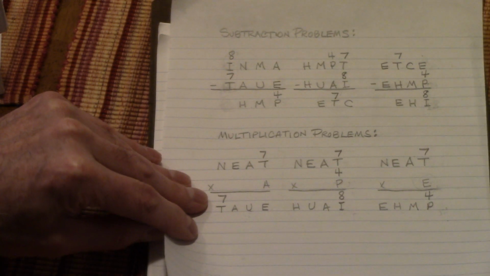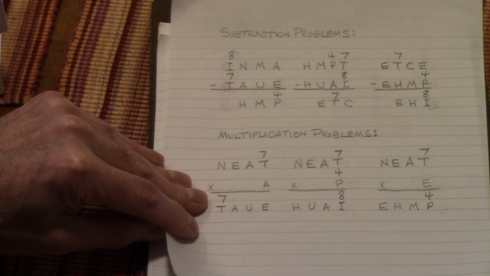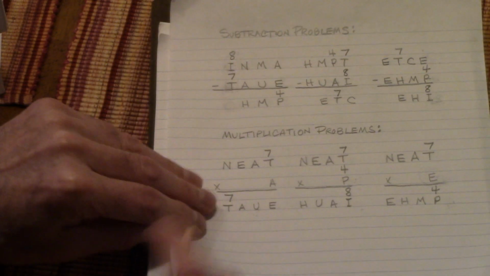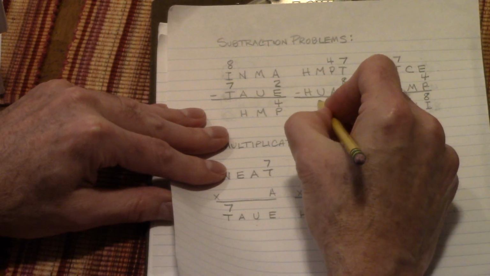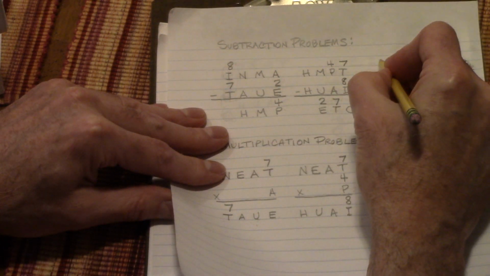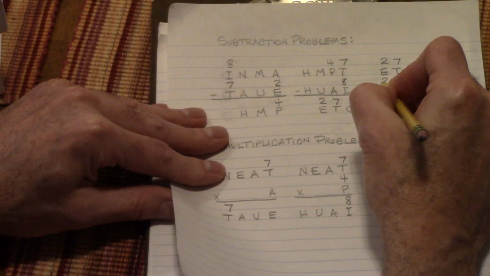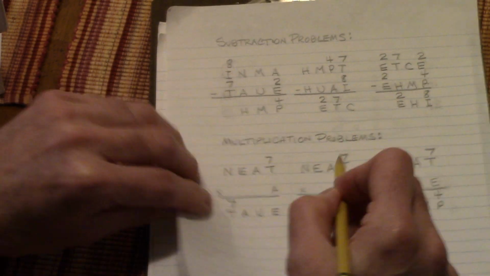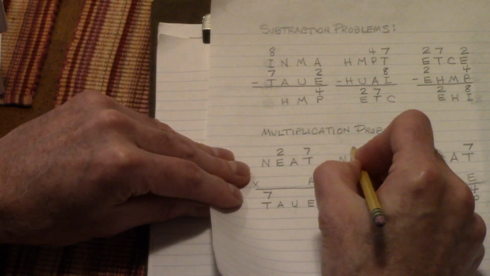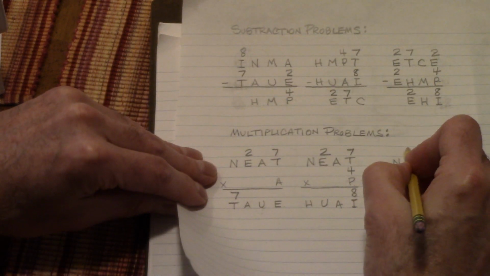And I believe that is all of the I's. I will double check that. And finally, we need to put 2 every place that we see E. There are a lot of E's here, so we're going to fill in a great portion of the puzzle.